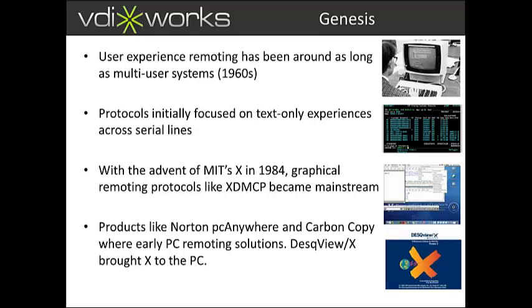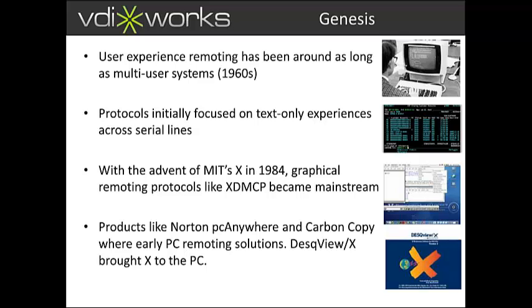On the Windows side and on the PC side, products like PC Anywhere and Carbon Copy were pioneers, and they allowed you to connect to a PC and see the graphical screen as you would if you were sitting there locally. Performance, of course, was not very high end, but for remote administration purposes they worked fairly well, and for remote file sharing they worked fairly well.